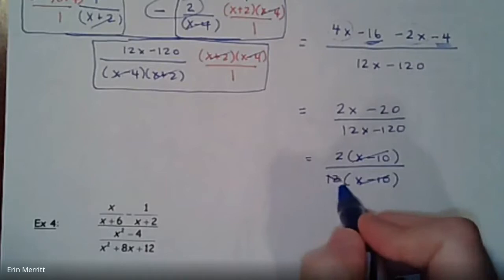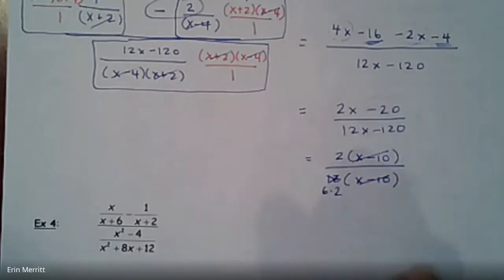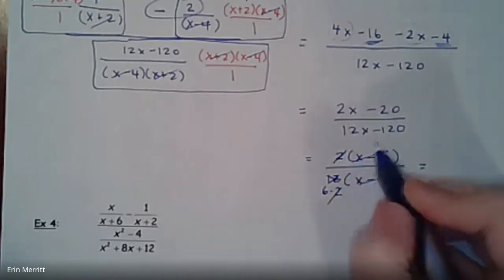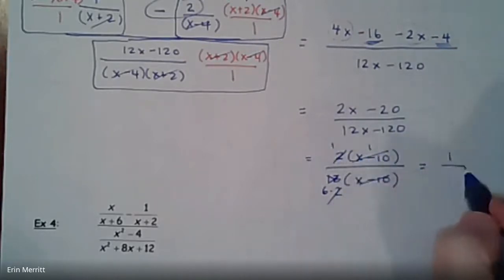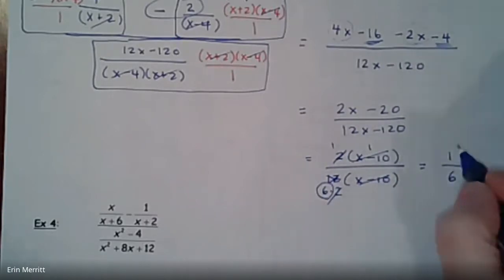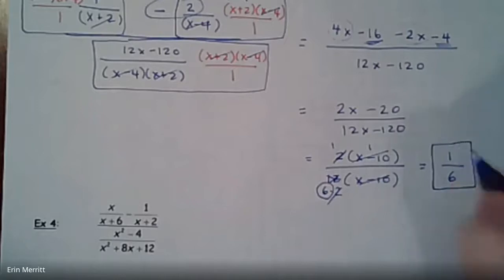And then 12 is really the same as 6 times 2. So those 2's are going to go. And now up top, don't forget, when everything cancels, we are left with 1's. In the bottom, we've got that 6. So all of that simplified all the way down to 1 over 6 here.